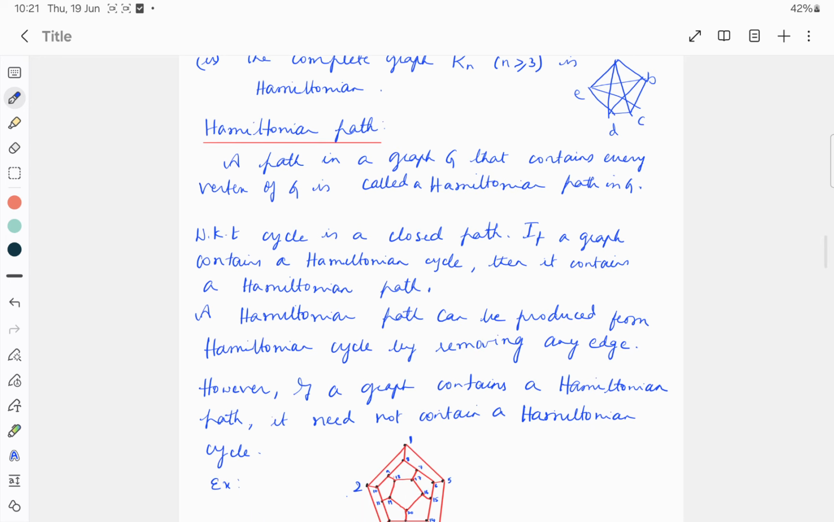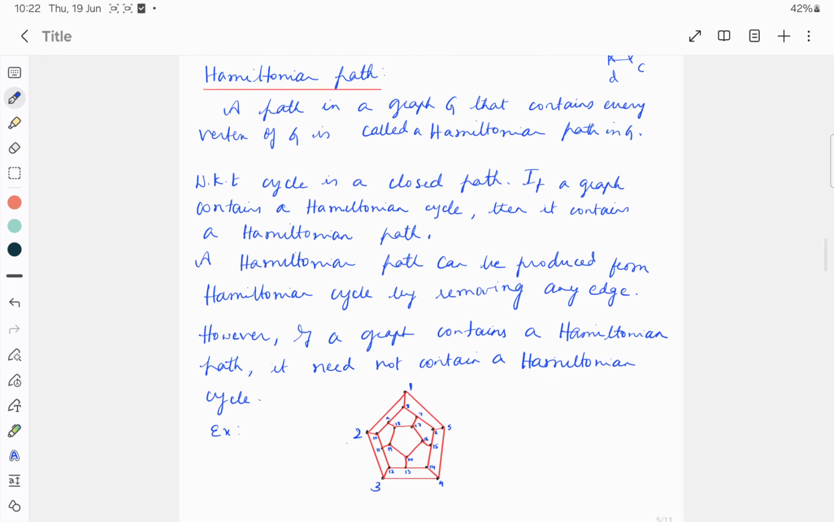Now let us define the Hamiltonian path. A path in a graph G that contains every vertex of G is called a Hamiltonian path in G, right? So it is not a cycle which is a closed path. It is an open path. Now we know that a cycle is a closed path. If a graph contains a Hamiltonian cycle, then it should contain a Hamiltonian path.